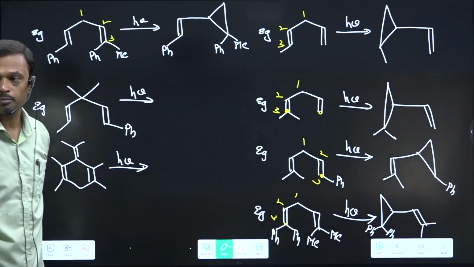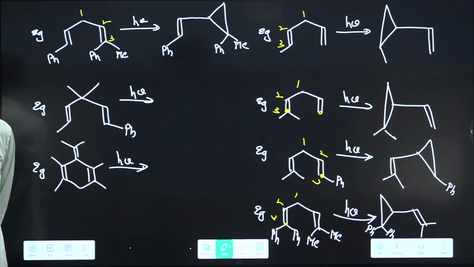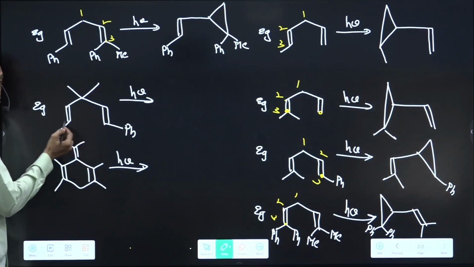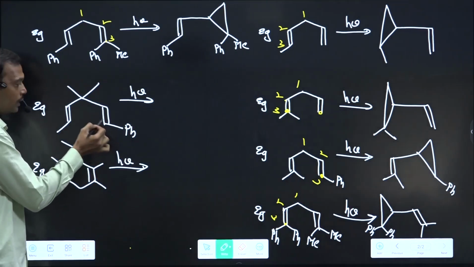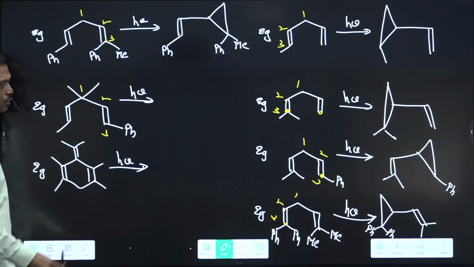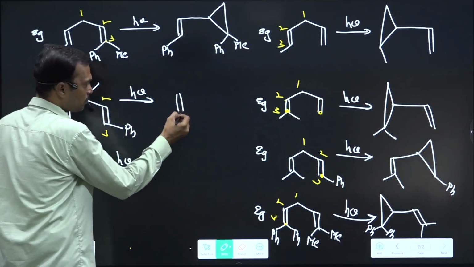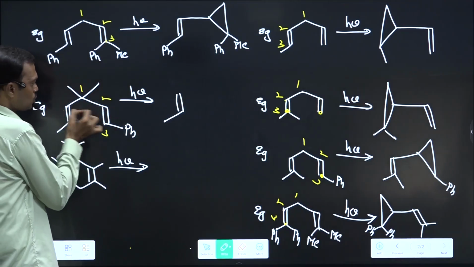If you don't know shortcuts, it is impossible to predict the answer. Otherwise, if you write the mechanism, it will take much more time. Now between these two, which is more stable? Right side more stable. Right side more stable means you need new numbering 1, 2, 3. So after giving 1, 2, 3, write the left side double bond as it is by breaking this bond. These two join here.